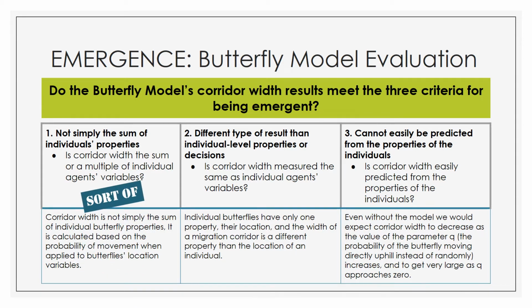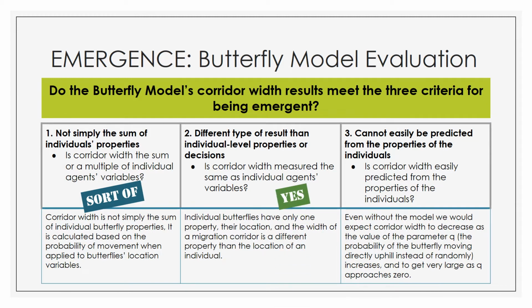Number two, we are looking for a different type of result than individual level properties or decisions. We know that in our current model, individual butterflies have only one property, their location. The width of a migration corridor, though, is a different property than the location of an individual, and it is measured differently. So we can answer this question with yes.